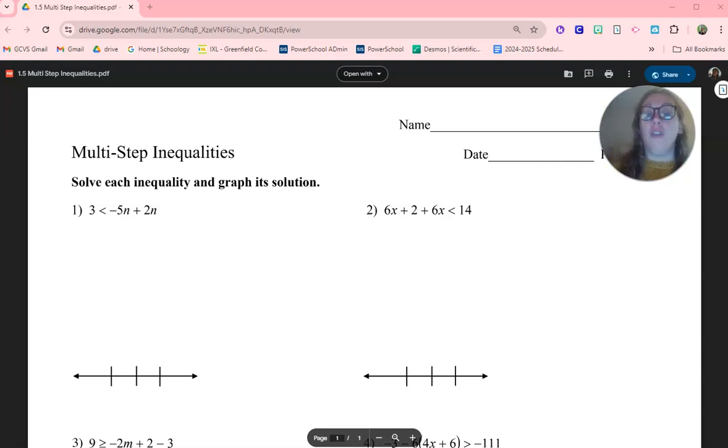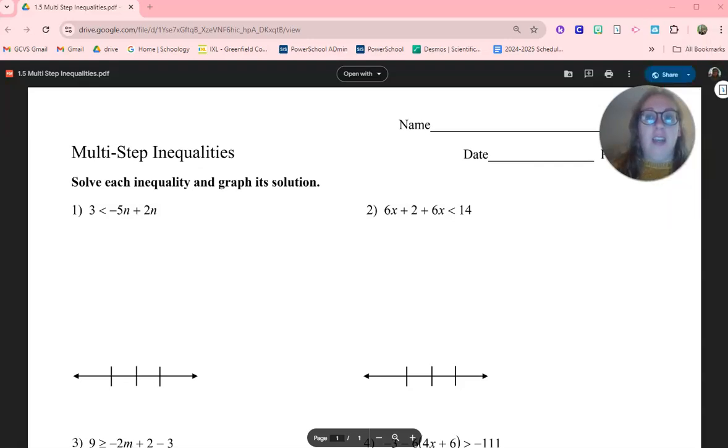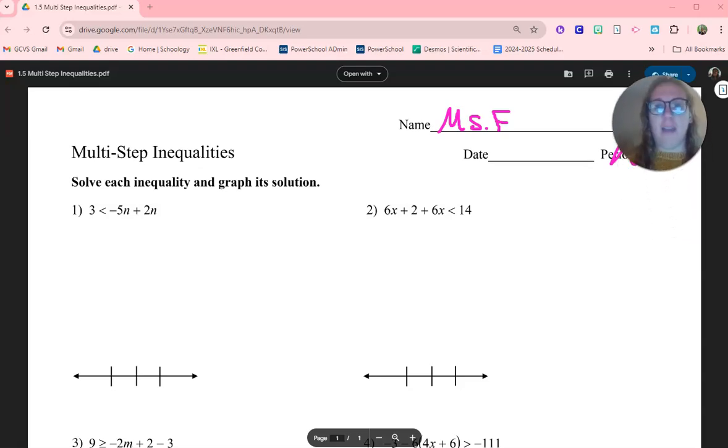So you should have your own Kami document, and this is what it looks like. We're doing multi-step inequalities. We're solving each inequality and graphing its solution, just like we were doing in the Pear Deck. Up at the top right, feel free to put your name and date. Don't worry about period, I got that.